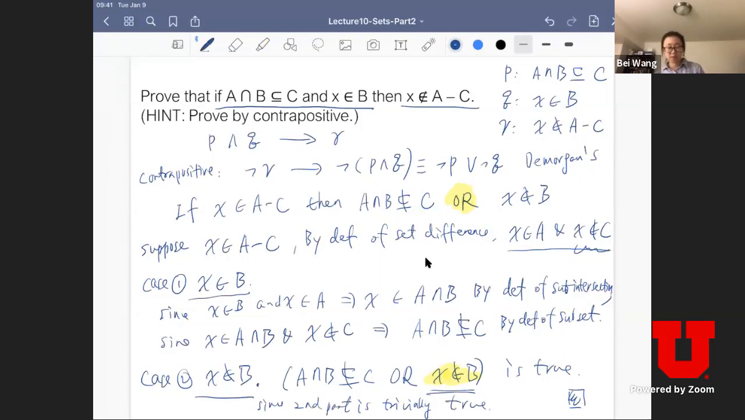So in the case of X in B, we have shown X intersect B is not a subset of C, which is this part. And of course, when X is not in B, we have already shown trivially the second part. So by those two cases combined, we have proved the contrapositive statement is true. So the original statement is true, right?